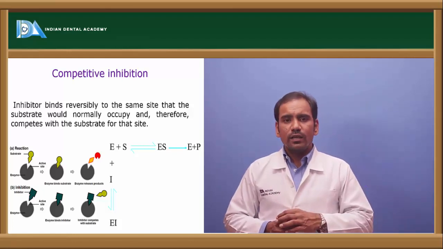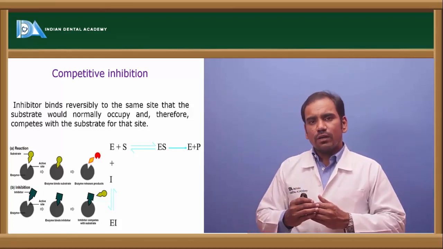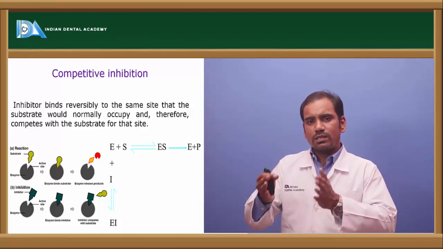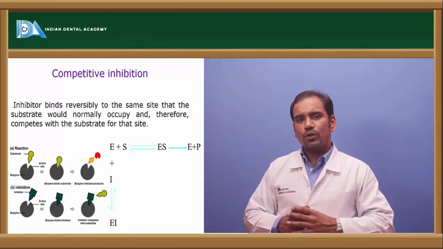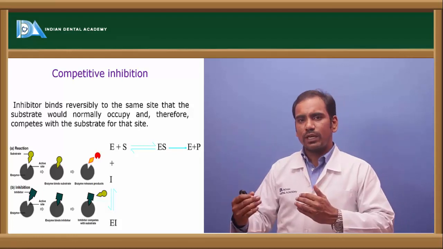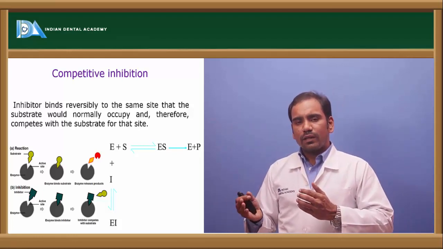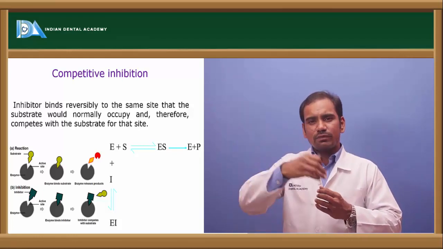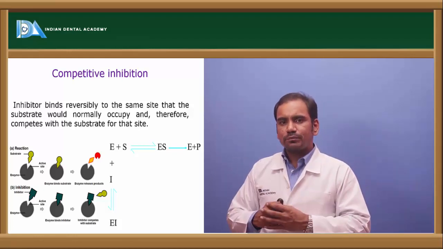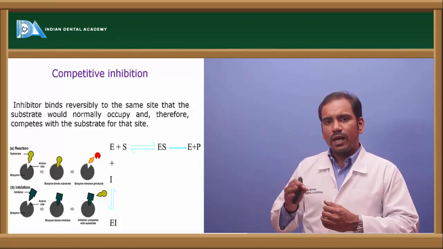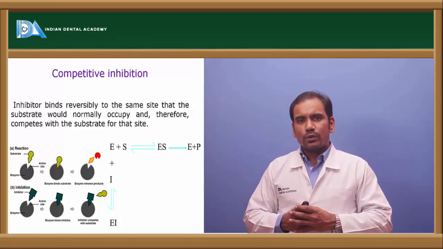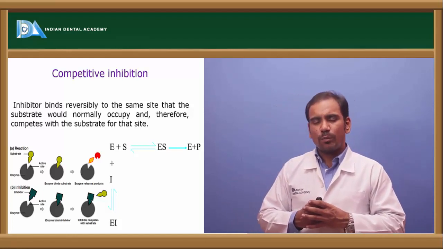Whenever the concentration of substrate is more, the substrate binds with the enzyme, forms the enzyme substrate complex, and gives rise to product. But whenever the concentration of inhibitor is more than the substrate, the inhibitor binds with the active site of the enzyme, replacing the substrate, and forms the enzyme inhibitor complex, which cannot give rise to products. This is what happens in competitive inhibition.